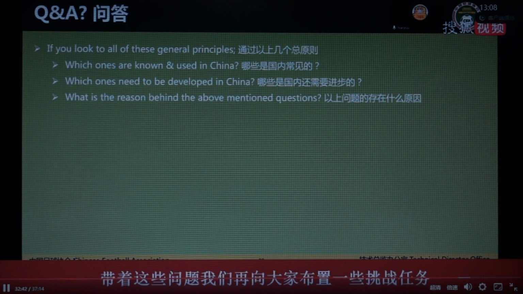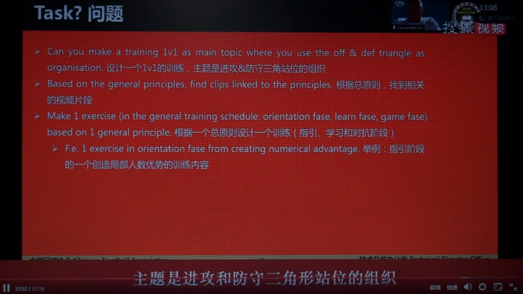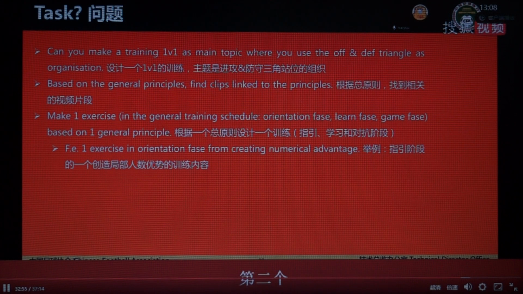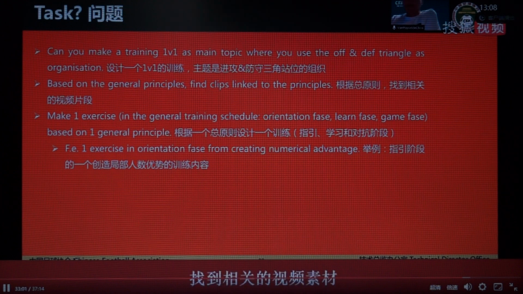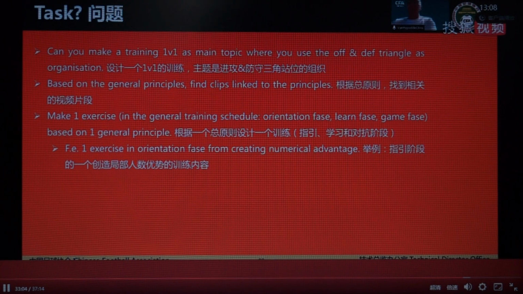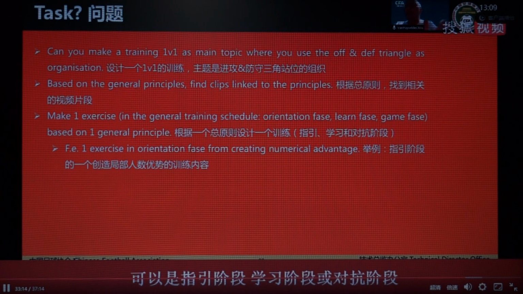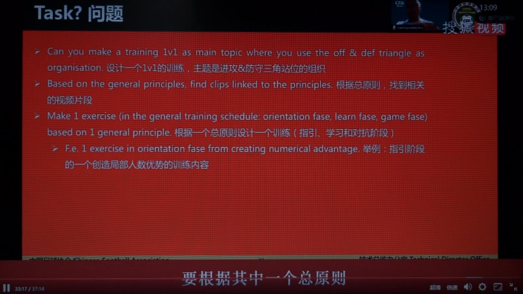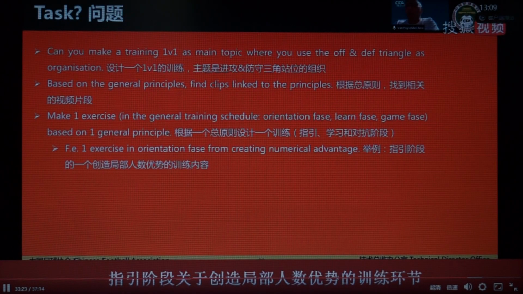With these questions, we want to challenge you as coaches. 3 things: 1 against 1 as the main topic, where you use the offensive and the defensive triangle as organization. Second one, based on the general principles, please find yourself clips from wherever you want, linked to these principles. And the last one, make 1 exercise, not more, 1 exercise in the general training schedule, orientation phase, learn phase, game phase, based on 1 general principle. We give 1 example. You take an exercise in the orientation phase with a topic, creating numerical advantage.